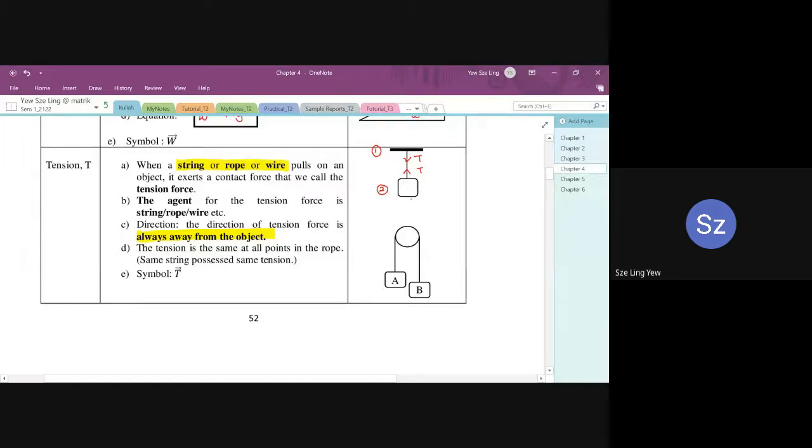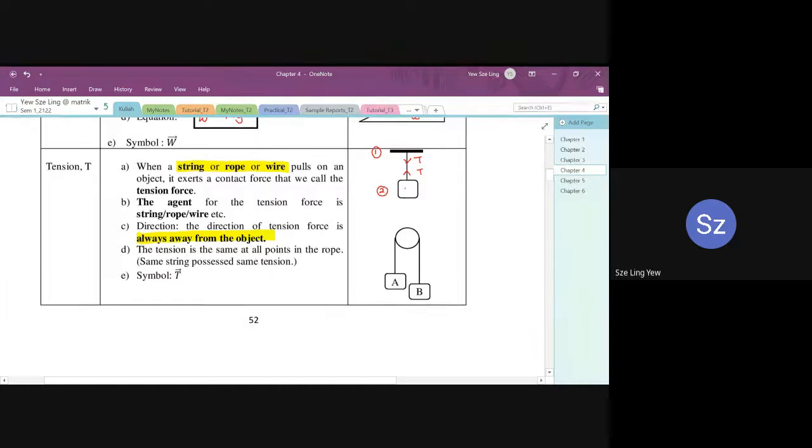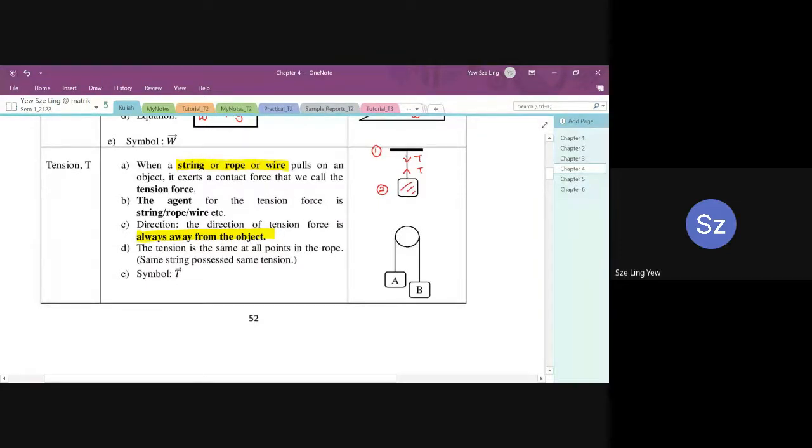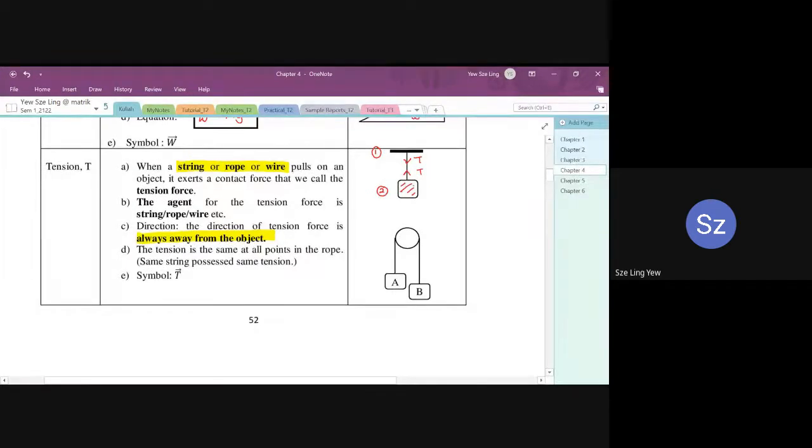So you hang the box here. This box is actually pulling the wall. Therefore you have a force that is coming out from the wall. But at the same time, because of Newton's third law, this wall is pulling the object as well, so that it won't drop on the floor. Therefore, there's another tension pointing in the opposite direction, which is the tension coming out from the object.